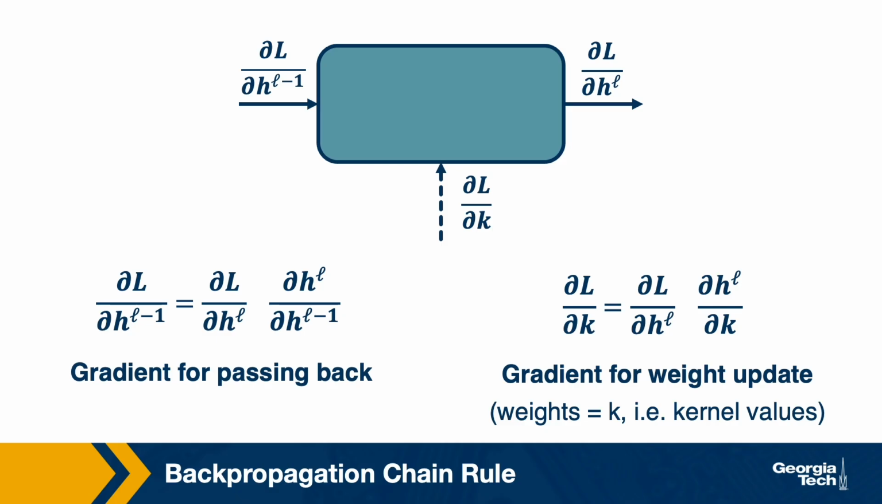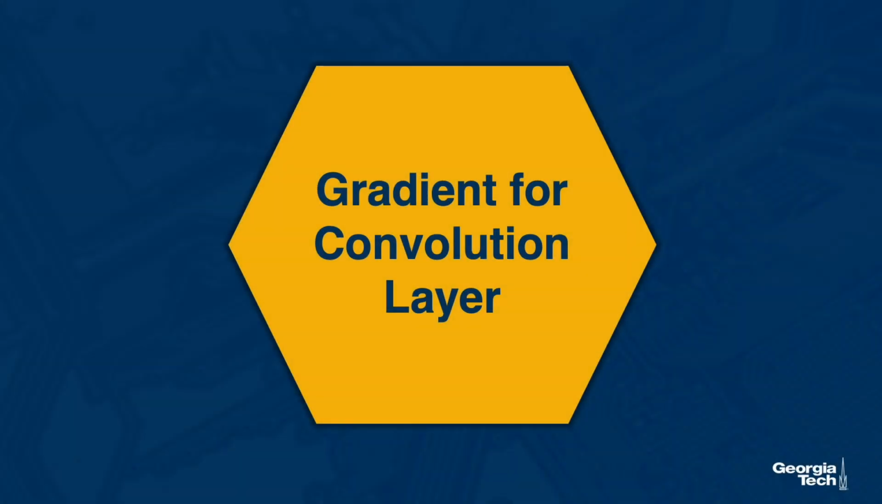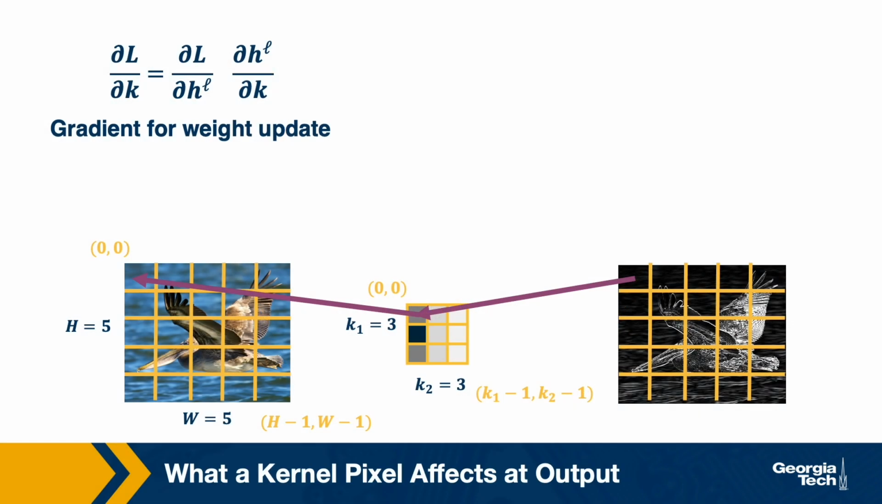Similarly, the partial derivative of the loss with respect to our weights, again, uses this chain rule. And so we'll go through each of these two different terms and show you how we can derive them. In this lesson, we'll derive the gradients for the convolution layer and show how interesting characteristics derive from it and how it can be implemented efficiently, just like any other layer, using linear algebra operations. Let's start with the gradient for the weight update.